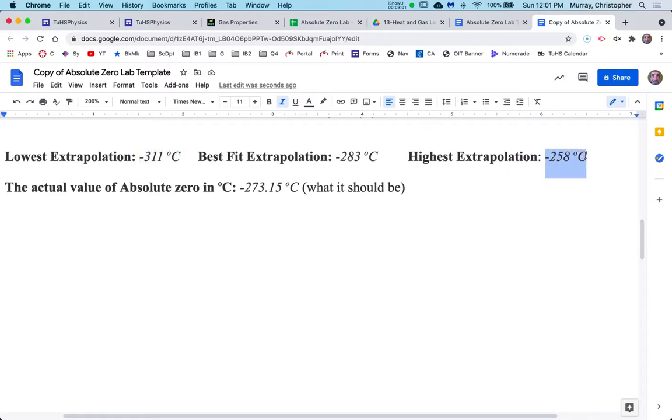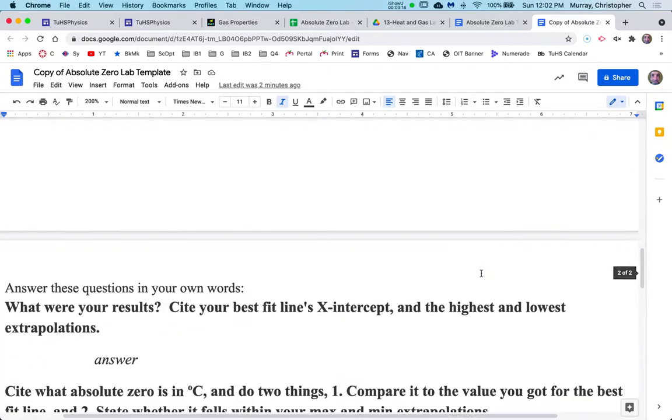Now, just say that. That's if it's true, right? If it's not true, you could say, well, Lord Kelvin's value not only doesn't match my best fit extrapolation, but also does not fall within my range of extrapolation. So choose whichever case it is, right?